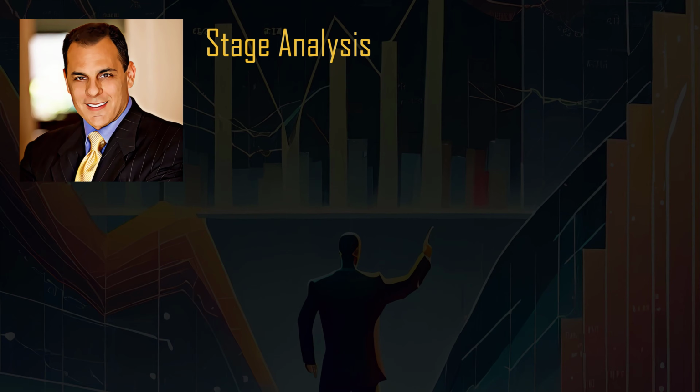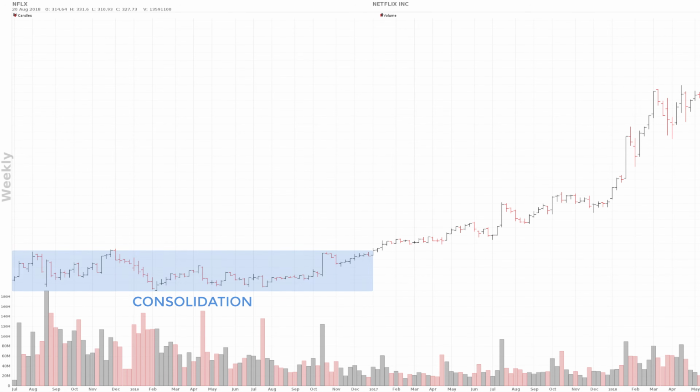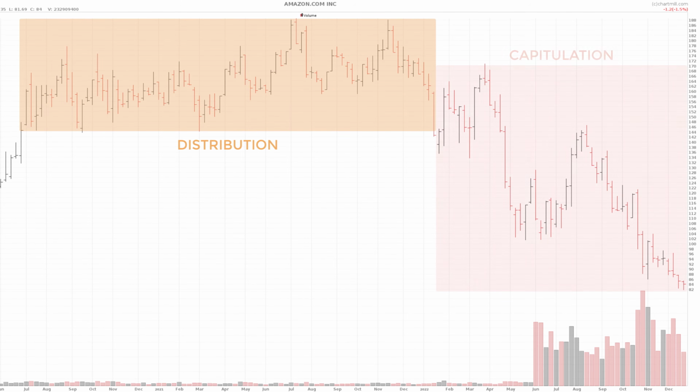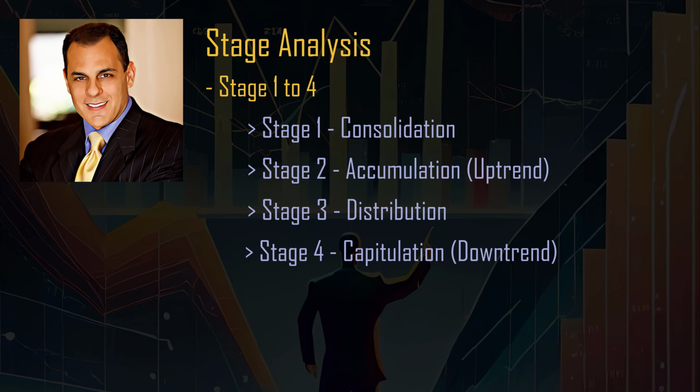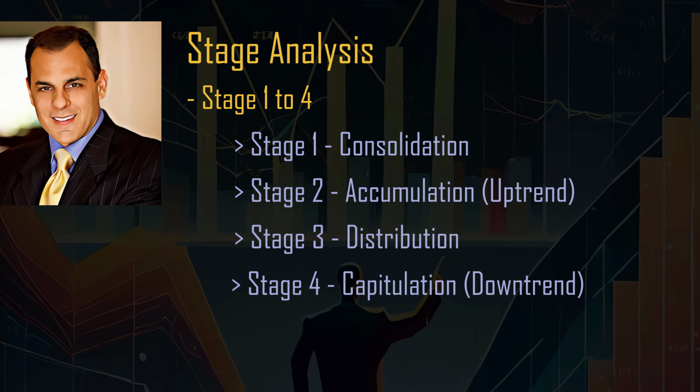The stage analysis concept assumes that each stock is in one of 4 stages, including stage 1, consolidation, stage 2, accumulation, the uptrend, stage 3, distribution, and finally stage 4, capitulation or the downtrend. An extensive analysis and application can be found in Stan Weinstein's excellent book Secrets for Profiting in Bull and Bear Markets. Mark Minervini concentrates his SEPA analysis exclusively on the stage when stocks are rising, which is stage 2.